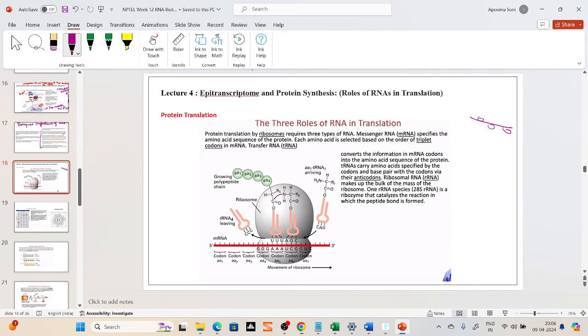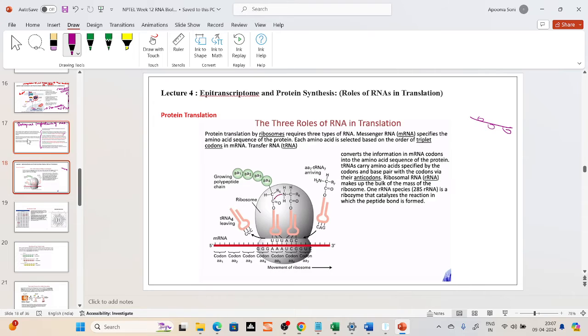That means when the cell is making a protein stretch, which amino acid has to be added is decided by the sequence of the mRNA. So mRNA will decide which amino acid has to be added. So mRNA specifies the amino acid sequence. This is the function of mRNA. Then tRNA: whatever amino acid has been selected by mRNA is brought to the ribosome with the help of tRNA.